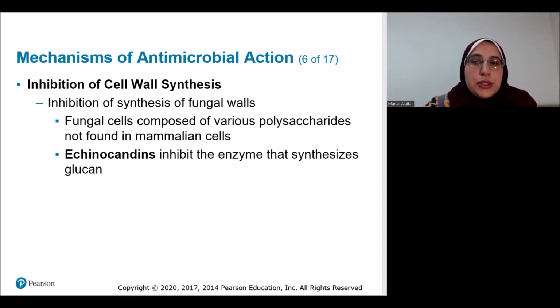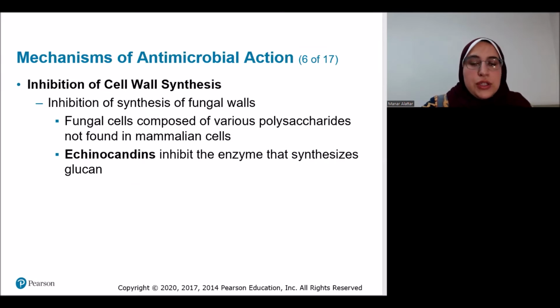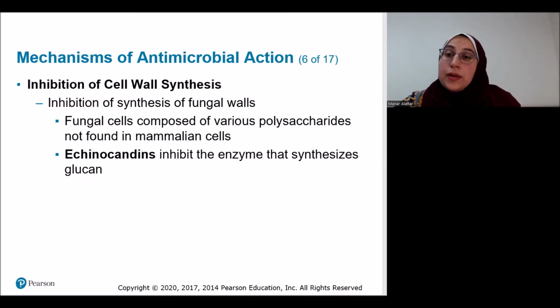Which is what we just mentioned. And there are other antibiotics as well that do similar functions, but in eukaryotic cells like fungi. So a quick note on antibiotics that inhibit the cell wall formation.